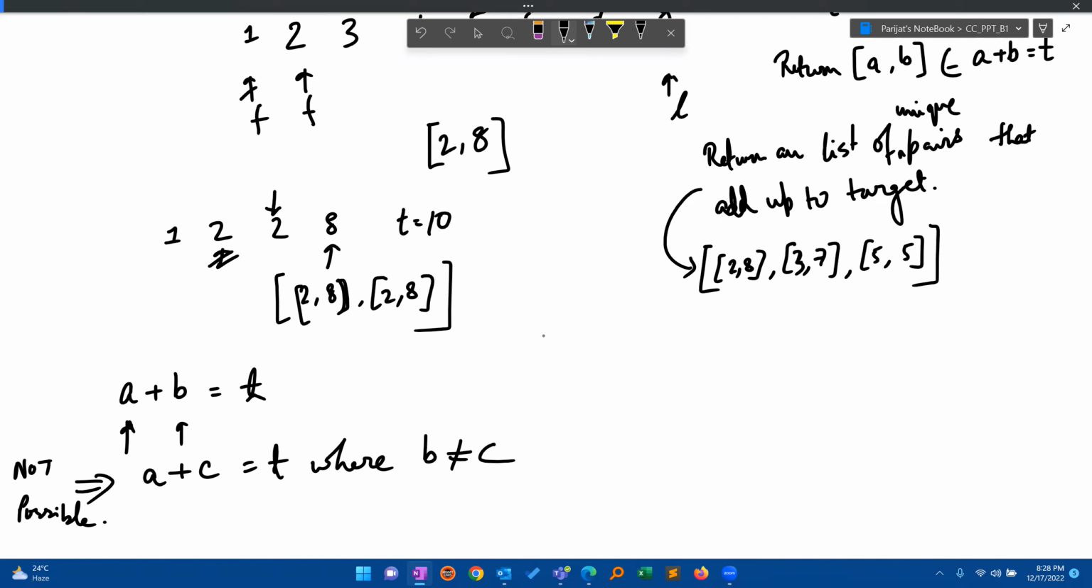What will be the issue here? Anyone? What will be the answer in this case?